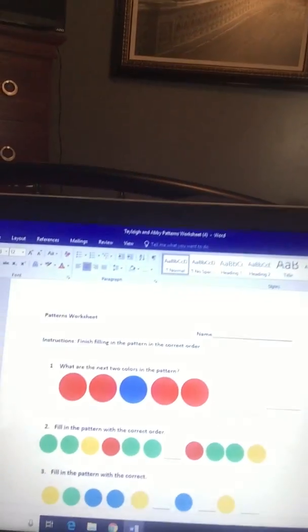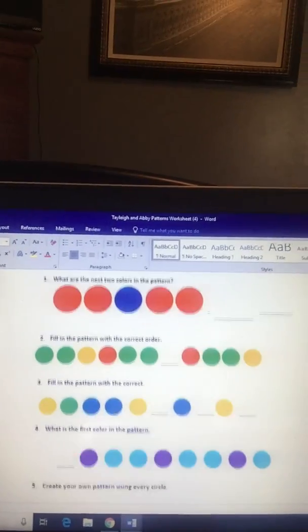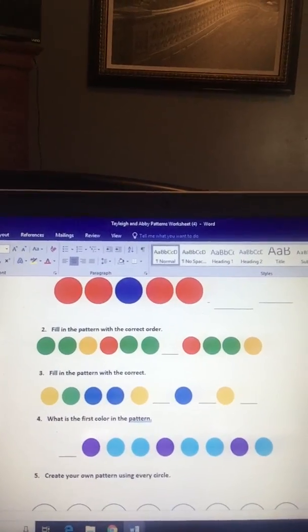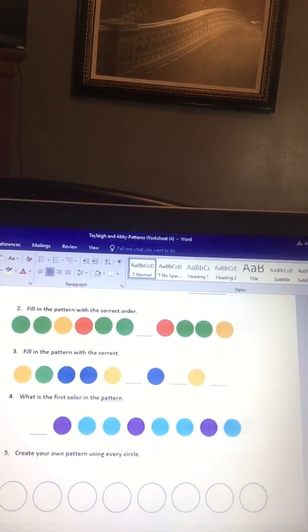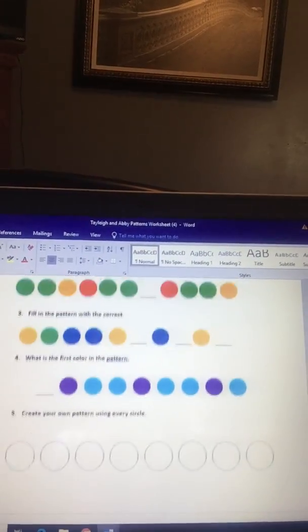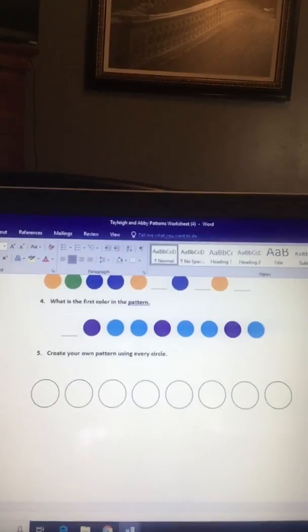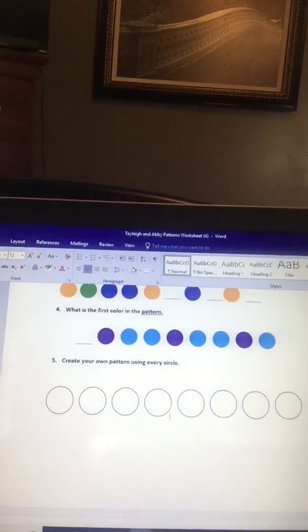Then I have these other ones that I will have you fill out when you get back. These ones get a little bit harder, but nothing too difficult that you guys can't do, so you will fill those in. And then you get to create your own by filling in the circles with whatever color you would like at the end of the lesson.